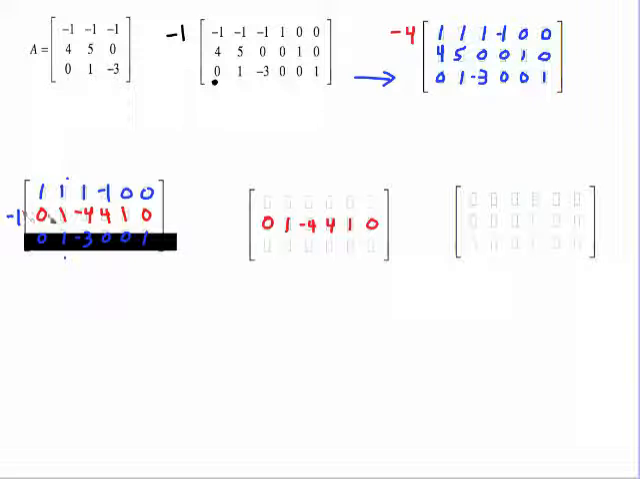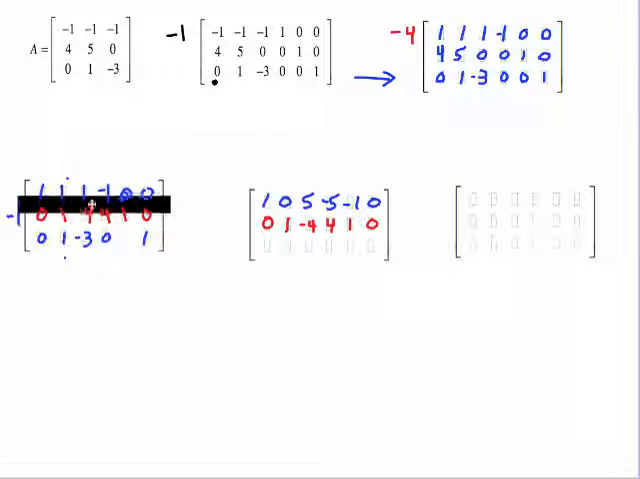So -1 times 0 is 0, plus 1 is 1. -1 times 1 is -1, plus 1 is 0. -1 times -4 is 4, plus 1 is 5. -1 times 4 is -4, plus -1 is -5. -1 times 1 is -1, plus 0 is -1. And negative 1 times 0 is 0, plus 0 is 0. So same steps. Let's move this out of the way.